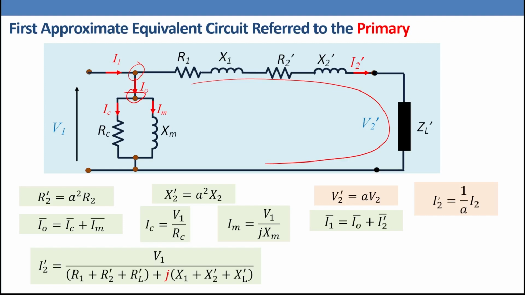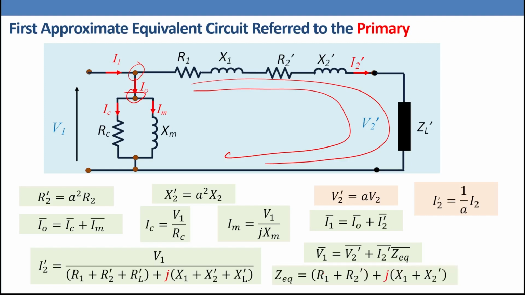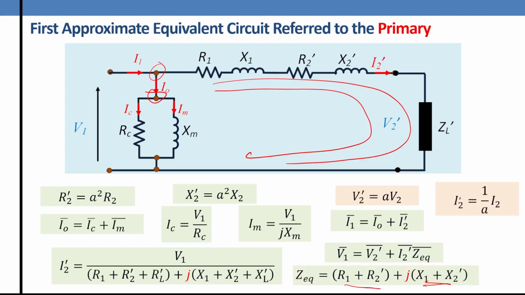But if Z load is not given, we can calculate V2'. In this case, we are going to use this loop, Kirchhoff's voltage law, where V1 equals V2' plus I2' Z equivalent. What is Z equivalent in this case? R equivalent plus jX equivalent, which is R1 plus R2' plus j(X1 plus X2').